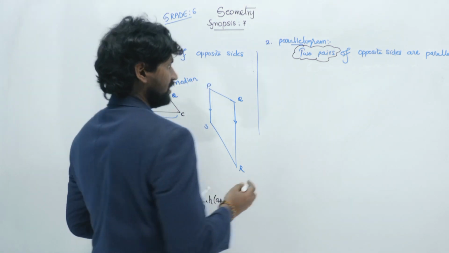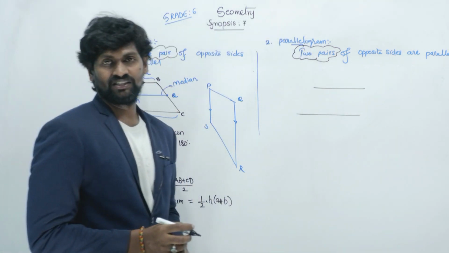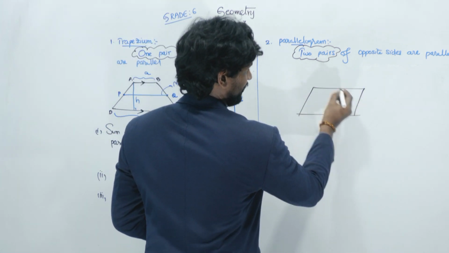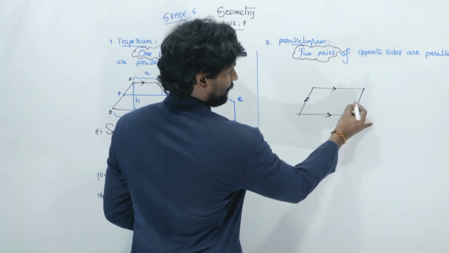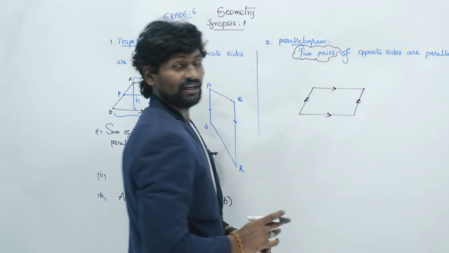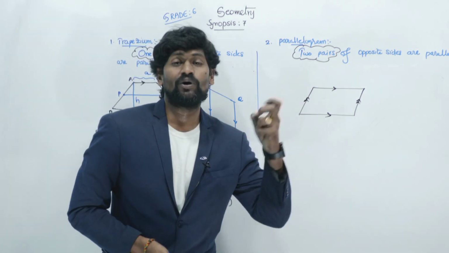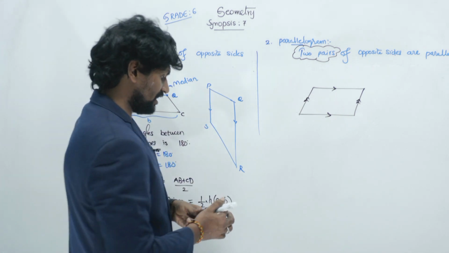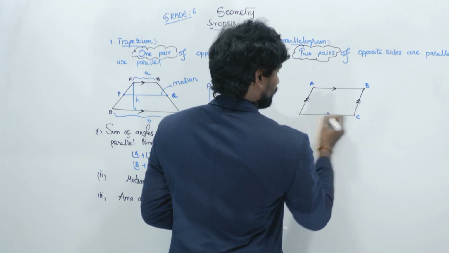Now I am taking two pairs of parallel lines. So these two are parallel lines. Again, these two are parallel lines. So first pair of parallel sides, second pair of parallel sides. So this diagram is called a parallelogram. That means in a quadrilateral, if two pairs of opposite sides are parallel, it is called a parallelogram. So ABCD is a parallelogram.